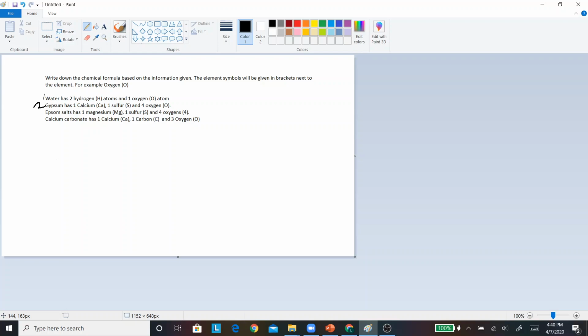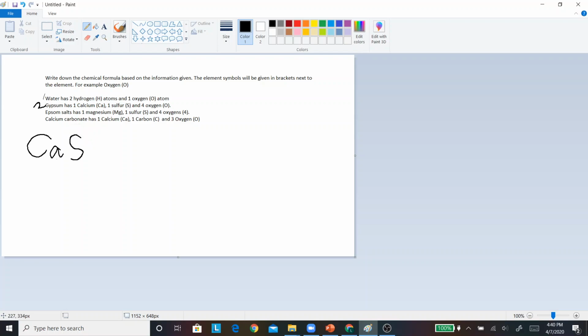And it says gypsum has 1 calcium, 1 sulfur, and 4 oxygen. Alright, so the first thing we're going to do is we're going to write the calcium. And so the calcium is Ca. Capital C, lowercase a. Now how many are there? There's just 1. So we don't have to put a number next to the calcium. Then we go to the sulfur. Sulfur symbol right next to it is capital S. And so we just put a capital S here.